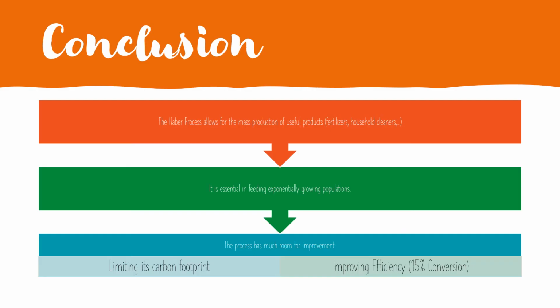In conclusion, the Haber process is very essential to the history of humanity because it has been able to mass produce a lot of useful products that include fertilizers and household cleaners. It is essential mainly because it is able to create fertilizers that improve the yield of crops, and in improving the yield of crops, we're able to feed the exponentially growing populations throughout the world. And the process still has a lot of room for improvement.